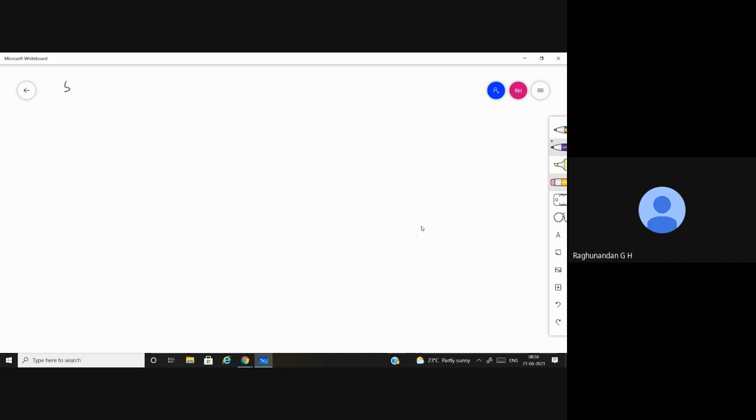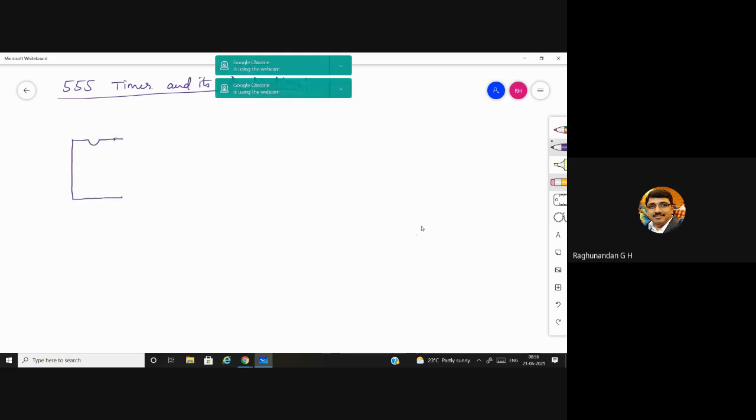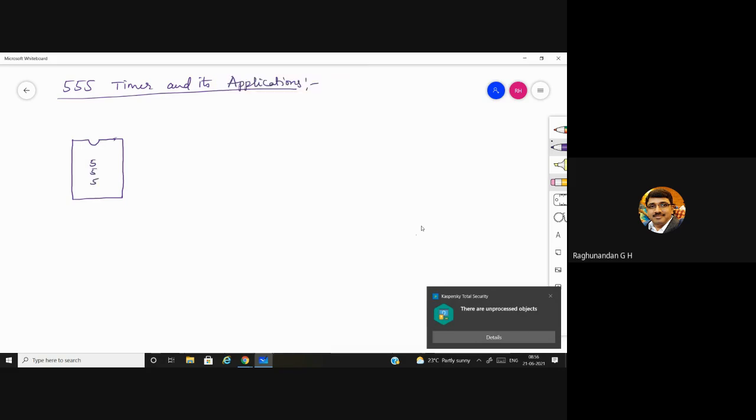So we are going to study about the 555 timer and its application. So you have already seen this 555 timer IC, and also we'll come to know why it is called 555 timer.